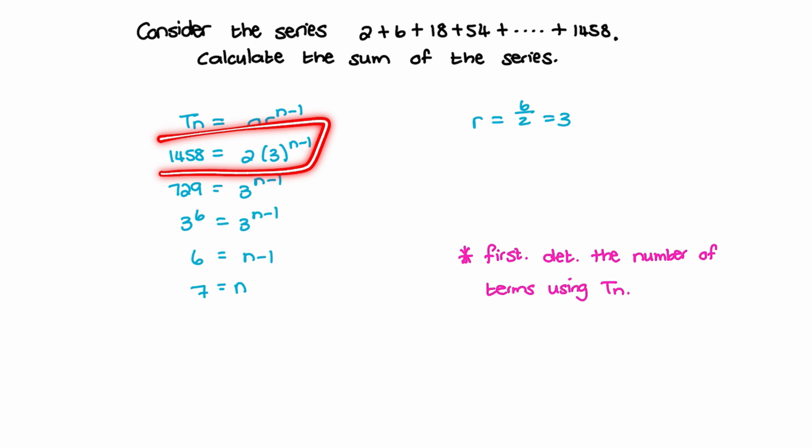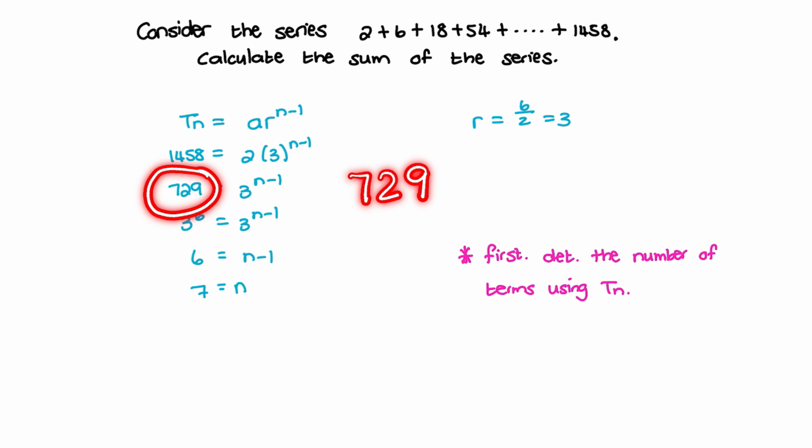So once I've substituted those values, I can divide both sides by 2. And on the left-hand side, we have 729. And on the right-hand side, the 2's will cancel out. Now I can rewrite 729 in its prime base form.